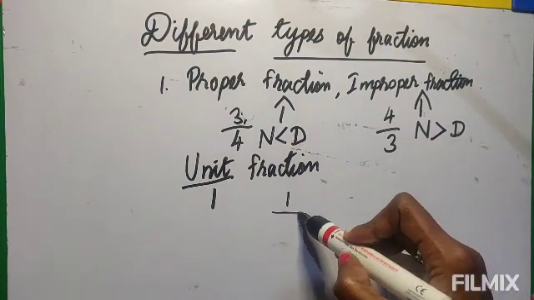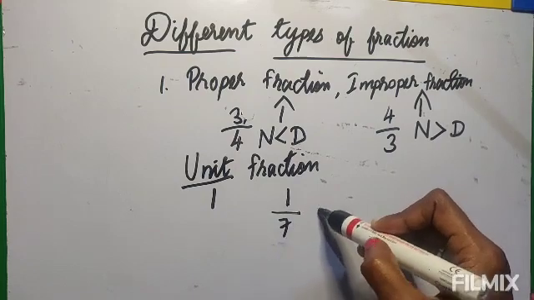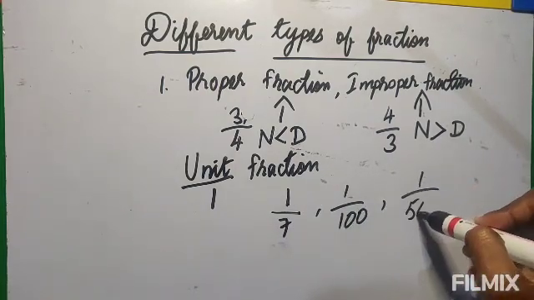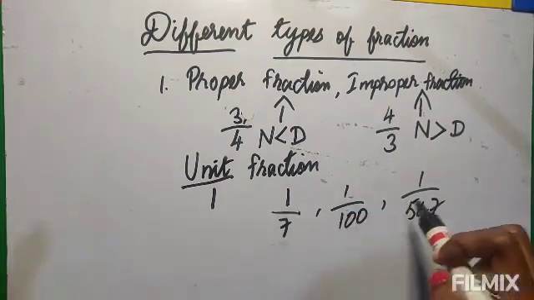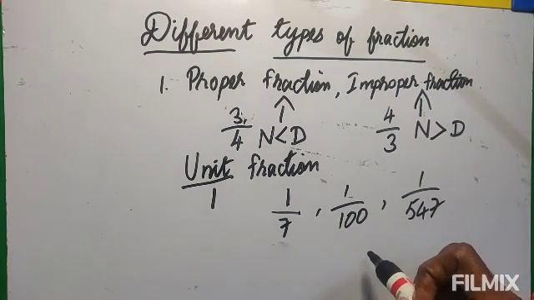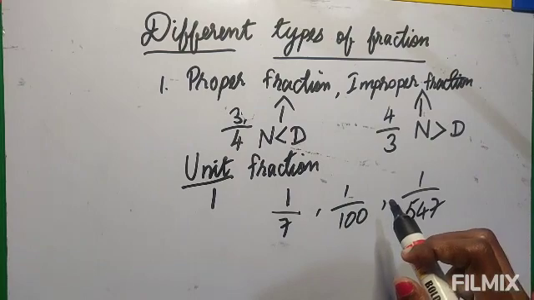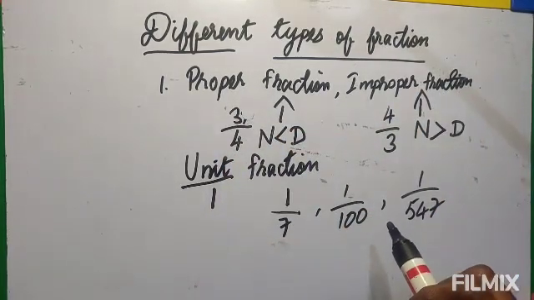That means in the numerator it will be 1. In the denominator it can be any number, 1 by 7 or 1 by 100 or 1 by 547. Any number in the denominator, but in the numerator it is 1. If the numerator is 1, they are called unit fractions. So remember proper fraction, improper fraction and unit fraction.